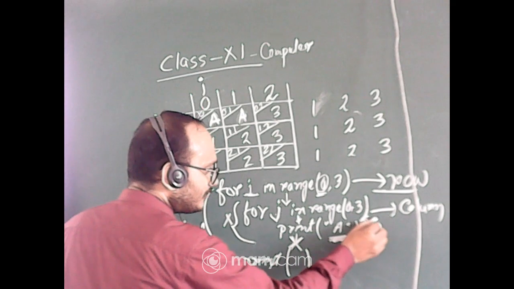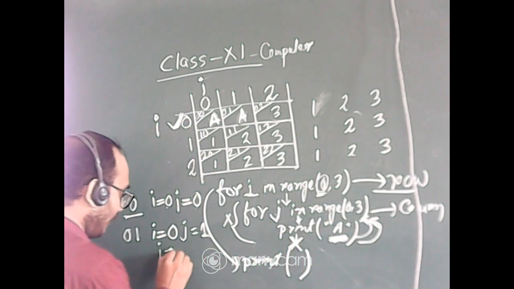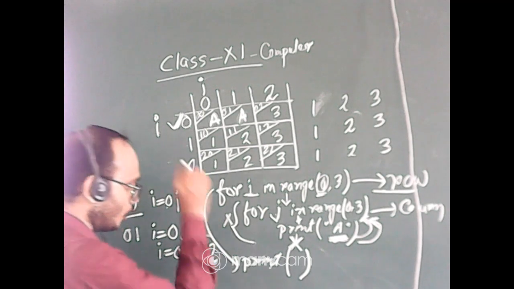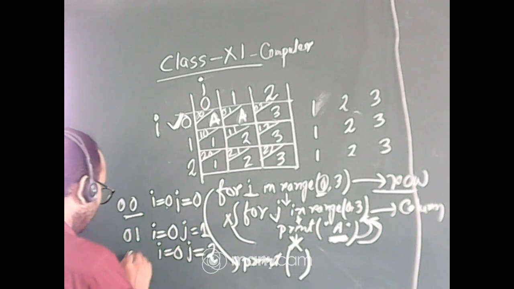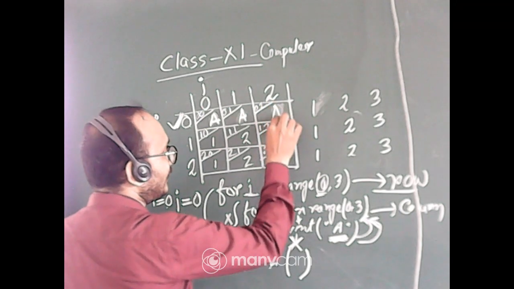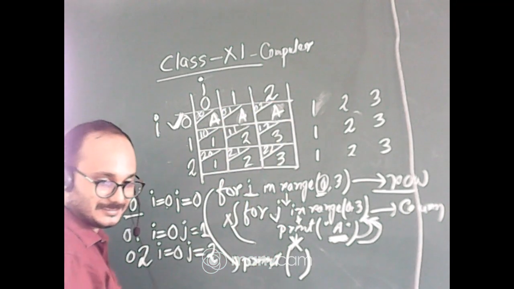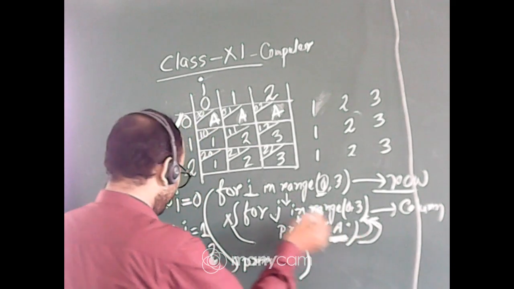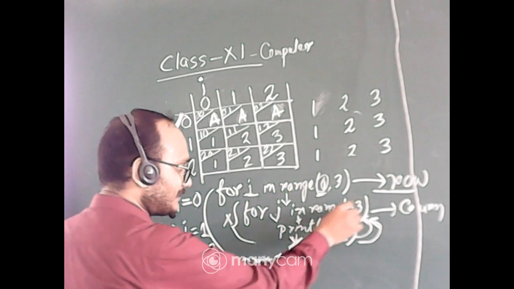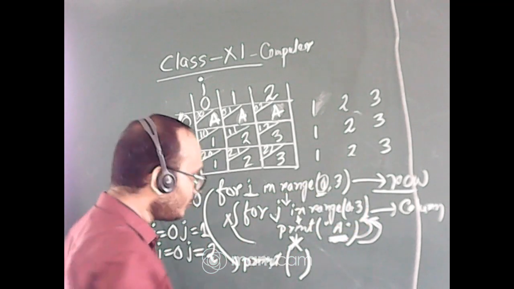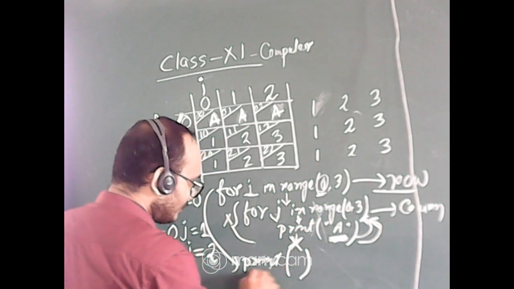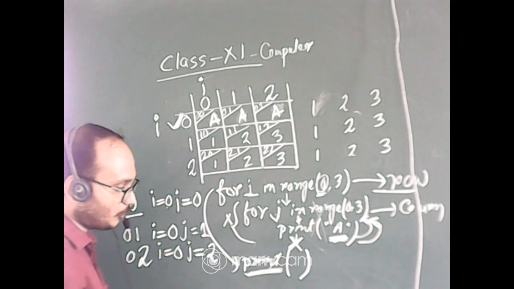Again it goes in that direction. Again the i value is the same, but the j value increases: 1 plus 1 equals 2. So the value will be 0, 2, this box, and again it prints A. Now the i value is 0, the j value is 2 plus 1, 3. Is 3 less than 3? No. So this loop terminates, and it goes to this print statement.